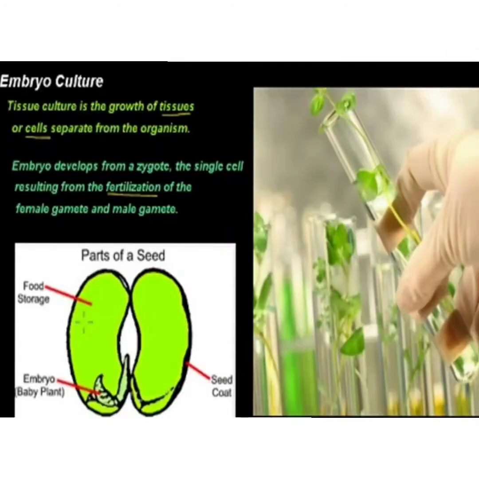What is embryo culture? We must know that the seed has a seed coat and it has a cotyledon which stores the food, and they have an embryo which is formed after fertilization. This embryo is formed as a zygote from the fusion of the male and the female gamete. This embryo is cultured in a nutrient medium and these embryos develop into small plantlets. You can see in the image on the right side.